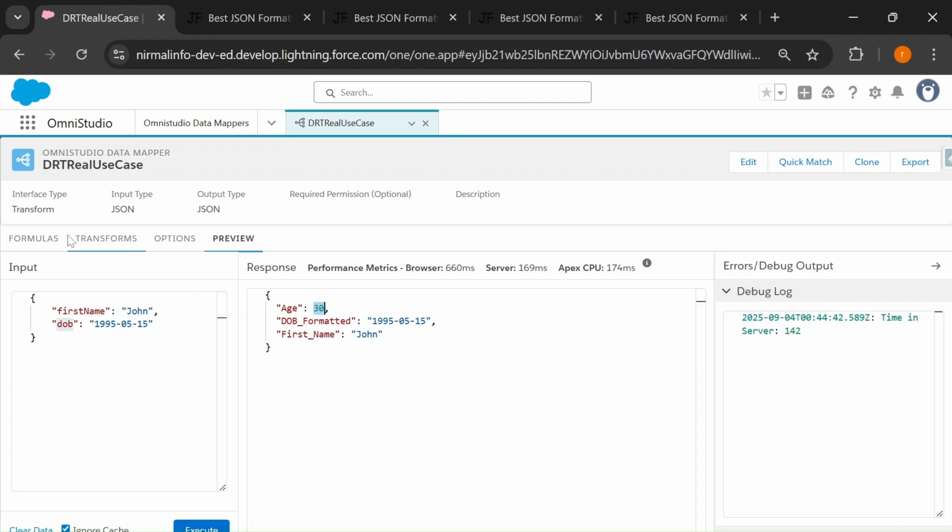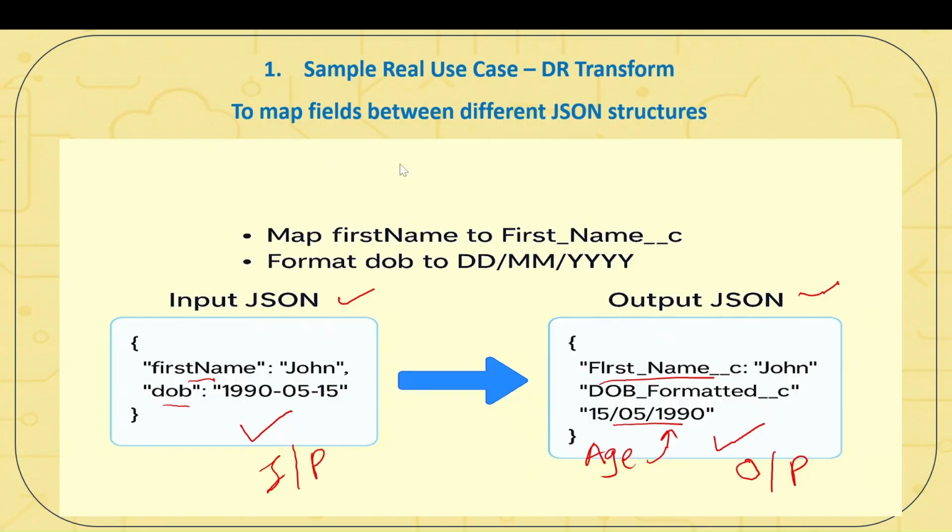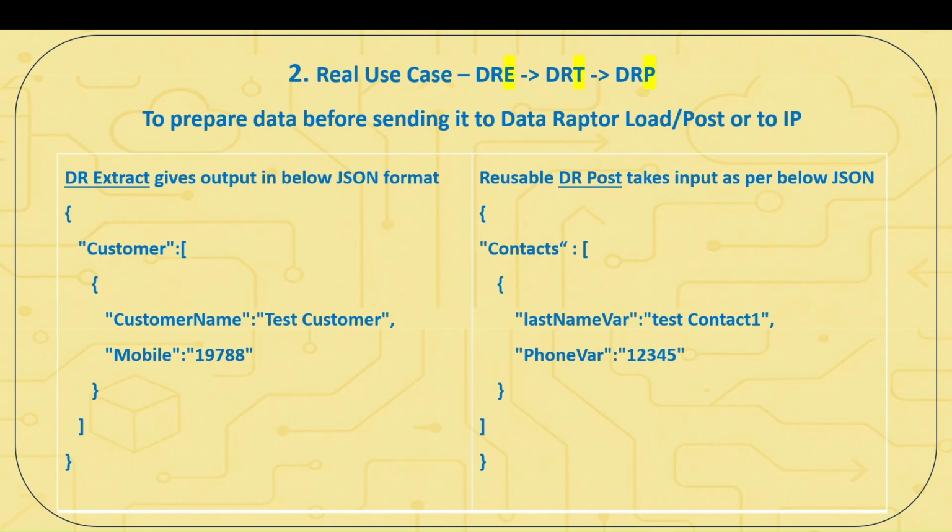So this way you can use this DataRaptor transform to convert or to map input JSON of this format to this format. In between you can use functions as well. Now this is the first real use case where we need to map the fields. Second one, what is given here?